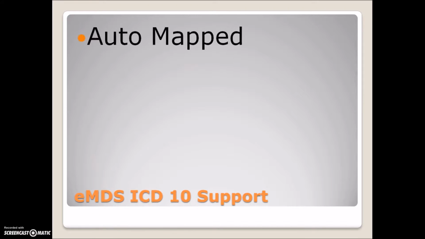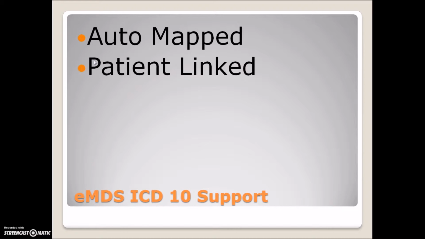Just as you guys remember, there are 4 types of coding linkages that can happen with ICD-10. A code could be auto-mapped. In other words, every time this code appears in ICD-9, there's automatically going to be a code placed in there that's ICD-10. You don't have to do anything. It's automatic. No work, nothing happens.